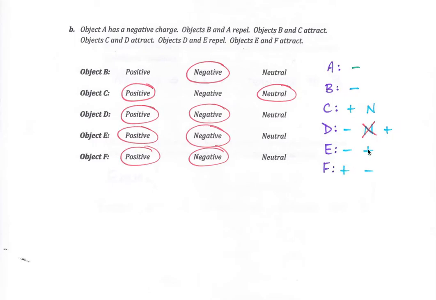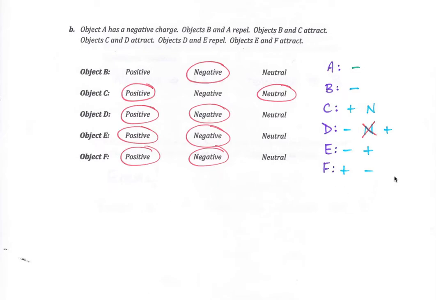If E is positive, a negative will attract that. And I actually just realized now that I would also need a neutral here as well. I forgot to add this, but you should also have a neutral here, because a neutral will also attract either a positive or a negative. So answer F down here should be positive, negative, or neutral.